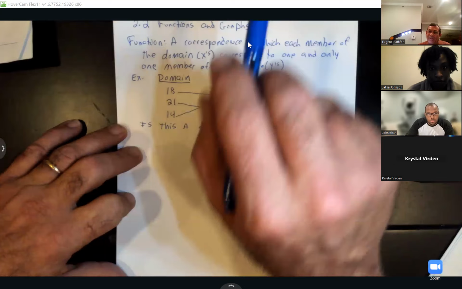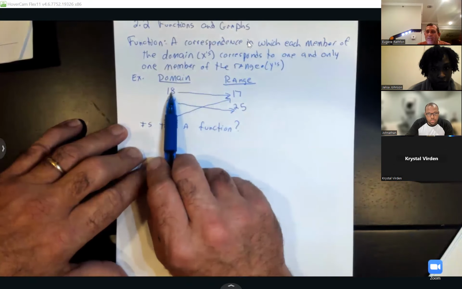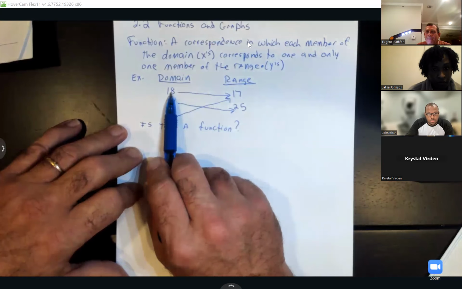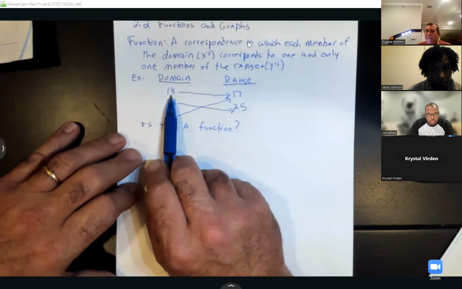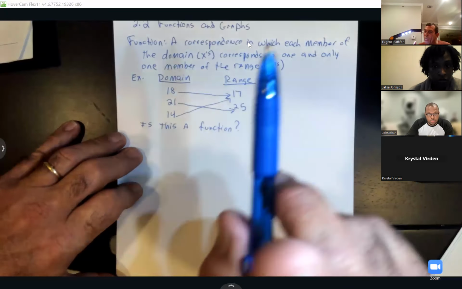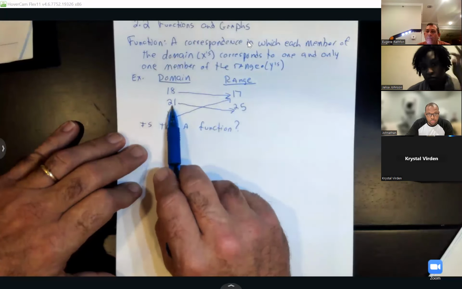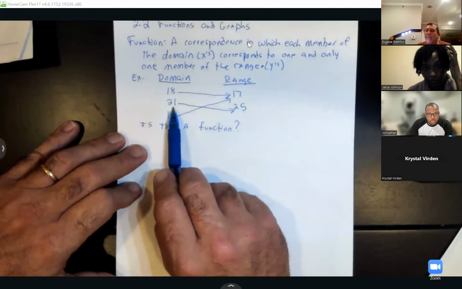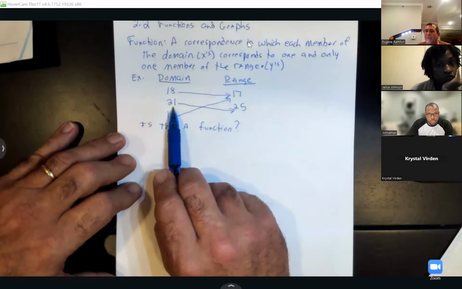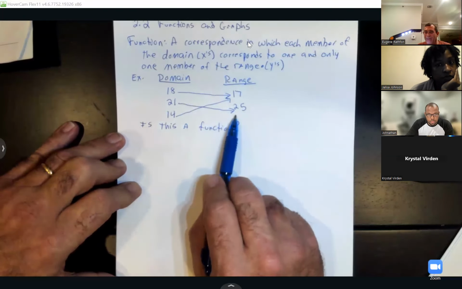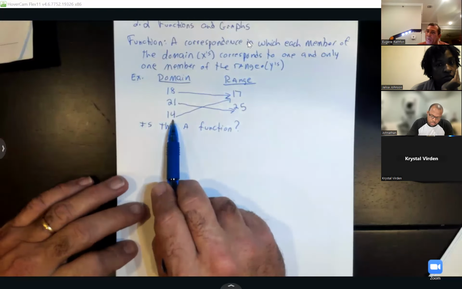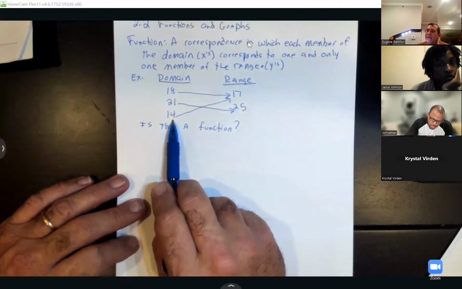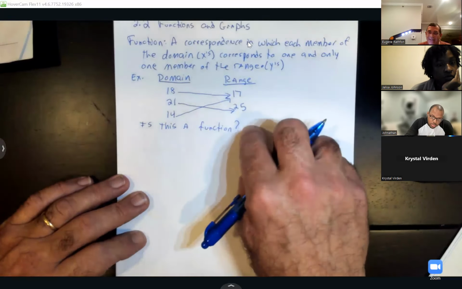All right, so let's follow this. My first X is 18, right? How many Y values does that 18 point to? One. Okay, so it only points to one value. Your next X is a 21. How many Y values does that 21 point to? One. Your next X is a 14. How many Y values does that X point to? One. So y'all gonna change this to a function?